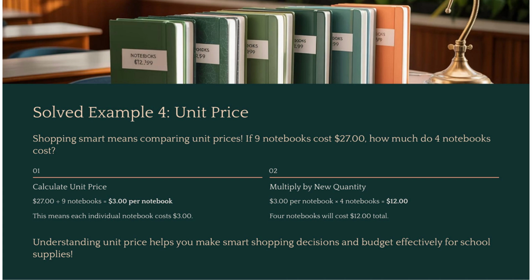The unit rate is crucial for finding costs, as seen in example 4. If 9 notebooks cost $27 and you only want to buy 4, first, find the unit price. $27 divided by 9 notebooks equals $3 per notebook. That's the unit rate. Second, multiply that unit rate by the amount you want to buy. $3 times 4 notebooks equals $12. By finding the cost of 1, we easily found the cost of 4.